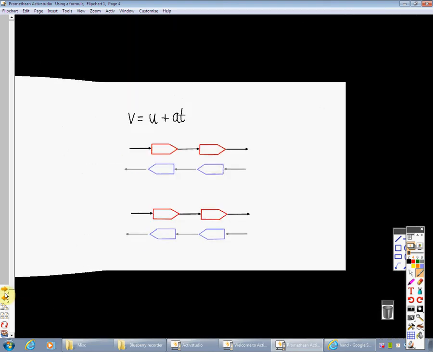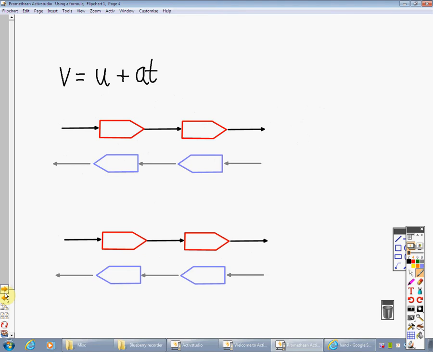We could use it in another case, the same idea of this undoing technique. We sometimes call it a machine chain rule. If I've got V equals U plus AT, I can pick any one of these. I'm going to pick the T and say that T, the time, times by the acceleration, plus U, which is the initial speed or initial velocity, will be equal to the final velocity.